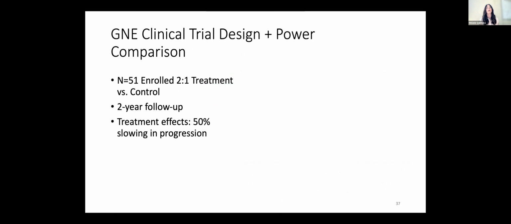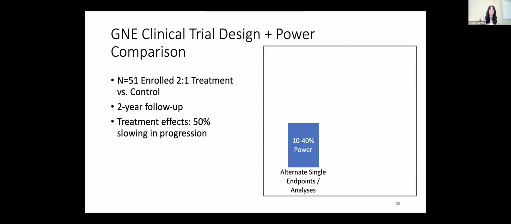So finally, results from the actual clinical trial that we've designed, and it is a clinical trial that I believe is going to be enrolling any moment. This trial is going to enroll 51 individuals, randomized 2-to-1 treatment to control, so randomizing more participants to treatment than control, with 2 years of follow-up, and we're powering on this 50% slowing in disease progression.